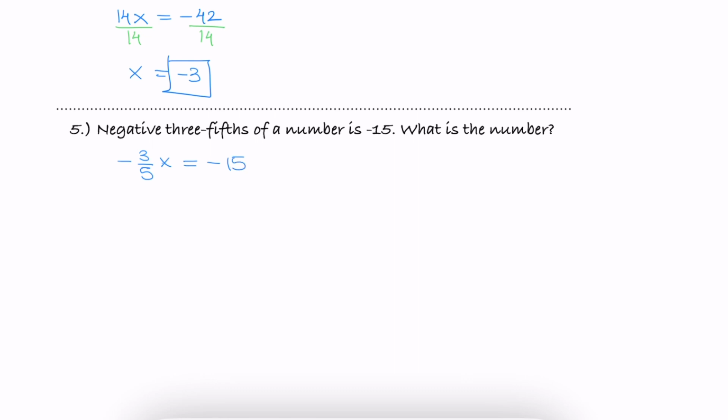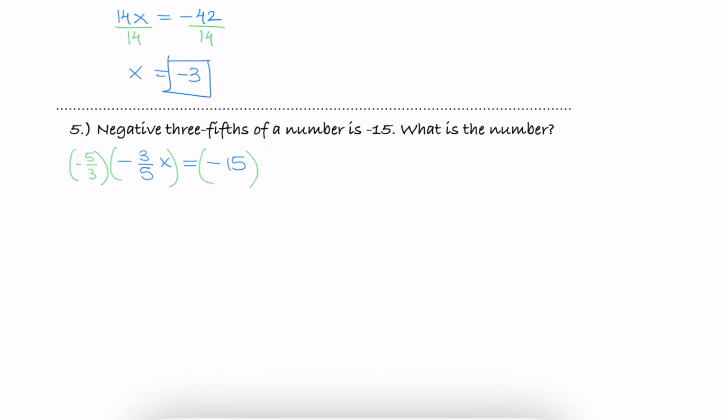Here, again, I'm going to multiply by the reciprocal of -3/5. The reciprocal of a negative fraction is going to be that negative fraction flipped. So the negative sign's still going to be there. So I'm going to multiply by negative 5 over 3. This denominator becomes the numerator, the numerator becomes the denominator.